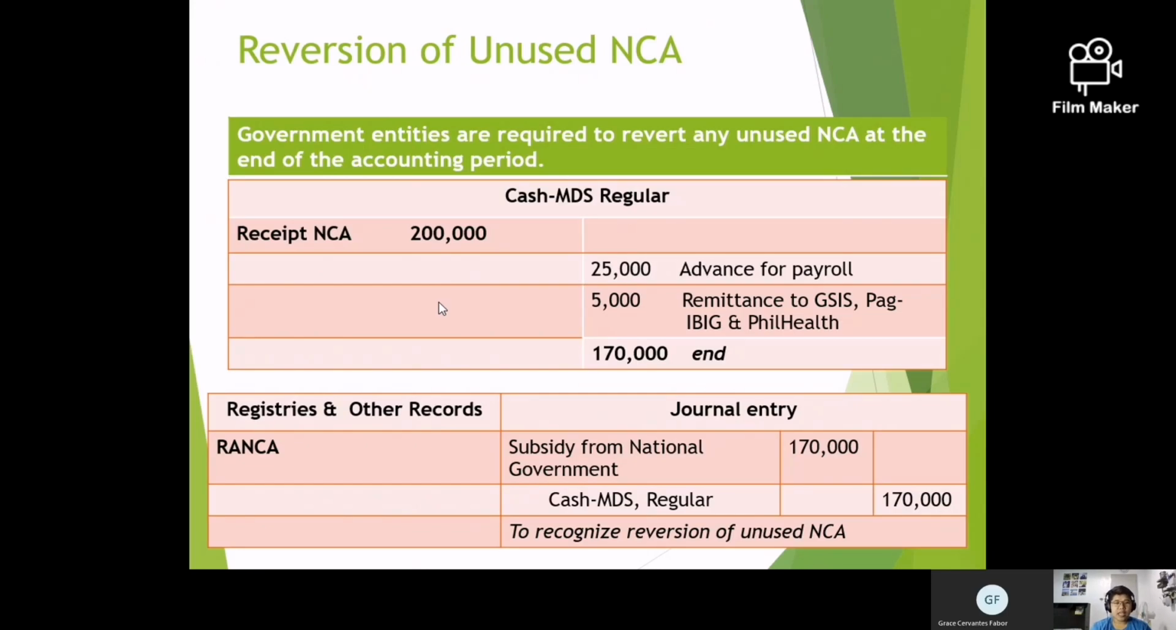Reversion of unused NCA. So, ano yung i-update mong record? Run ka. Entry. Parang ni-reverse mo lang kanina nung naka-receive ka ng NCA. Nung naka-receive ka, debit cash MDS regular, credit subsidy. Ngayon, since ibabalik mo na, debit subsidy from national government, credit cash MDS regular. It is the recognized reversion of unused NCA.